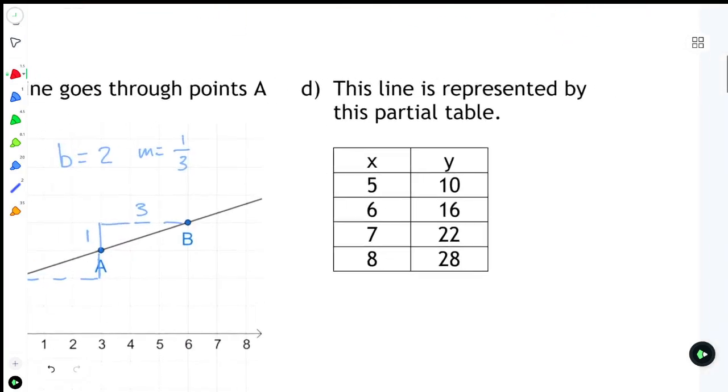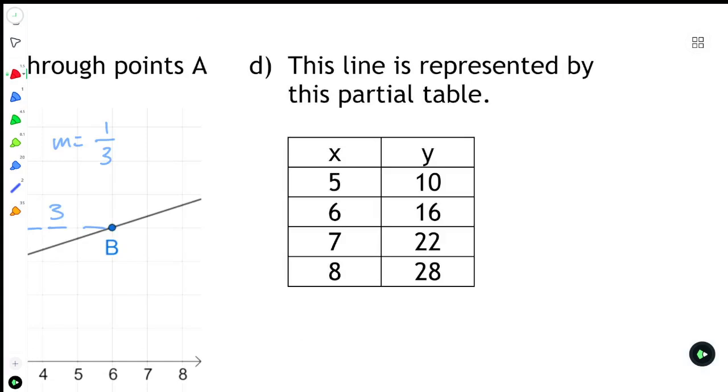And then the last one, it says this line is represented by a partial table. So there could be more values, but here's a table of values. And again, I need to find the slope, and I just remind us that that's how much y changes divided by how much x changes for any particular point. What's nice is I've got lots of x and y's I could look at, so I can say, hey, y is at 16 and it goes to 22. How much did that change? I can take 22 minus 16, and I get that it went up by 6. So it changed by 6.